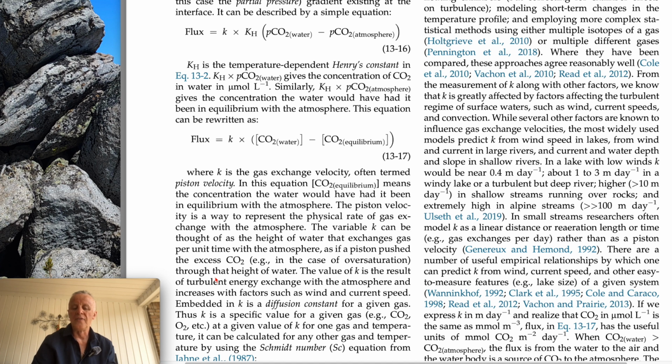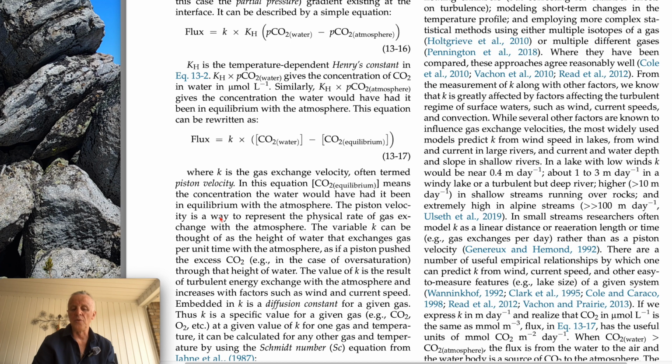The piston velocity is a way to represent the physical rate of gas exchange with the atmosphere. The variable K can be thought of too as the height of water that exchanges gas per unit time with the atmosphere, as if a piston pushed the excess CO2, for example in the case of oversaturation, through that height of water. The value of K is the result of turbulent energy exchange with the atmosphere and increases with factors such as wind and current speed. Embedded in K is a diffusion constant for a given gas. Thus, K is a specific value for a given gas.